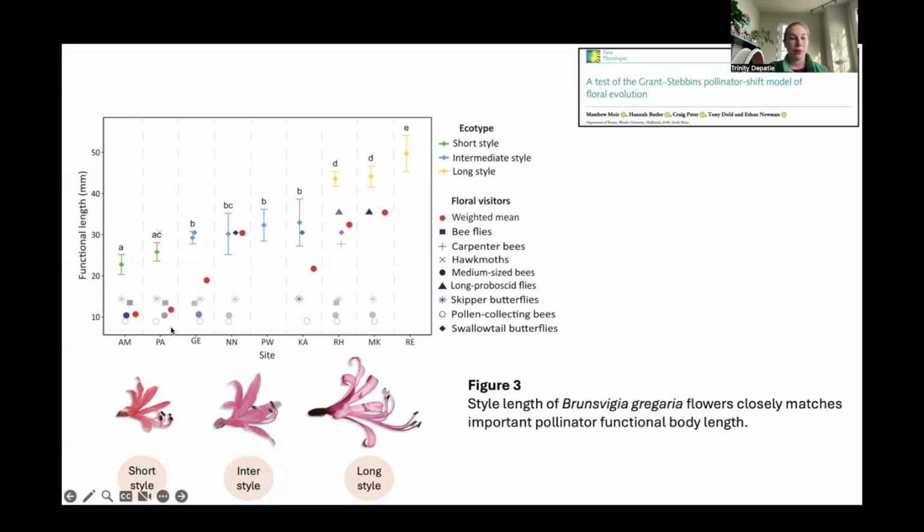So what we can take away from this is that in each of these different style length ecotypes, so short-styled, intermediate style length, and long style length, there is mostly pollinator matching, where pollinator body length matches with the style length exhibited by these flowers.